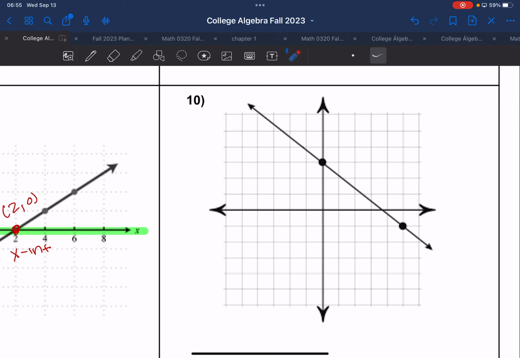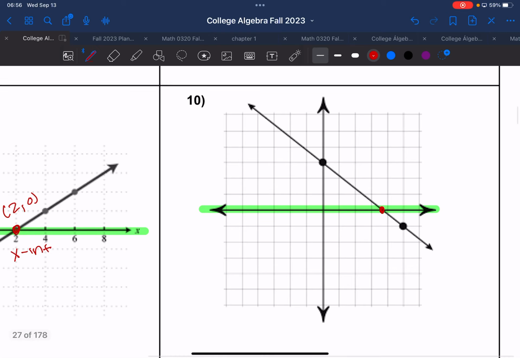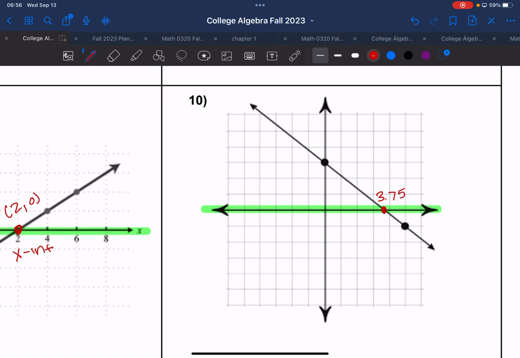Okay, number 10 doesn't have any numbers on our graph, so we're just going to assume that it goes up by 1. Okay, so looking at our x-axis, what is our approximate x-intercept? Good, 3.75 would be a good answer. Another good answer could be 3.8, 3.9, 3.95. You write any of those on an exam, that would be correct. So we'll just say 3.75. This is our x-intercept. How would we write that as a point? Good, 3.75, 0.